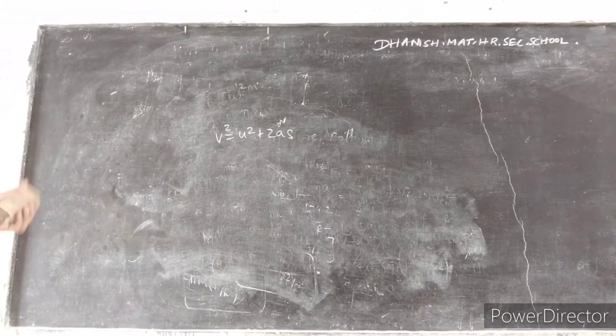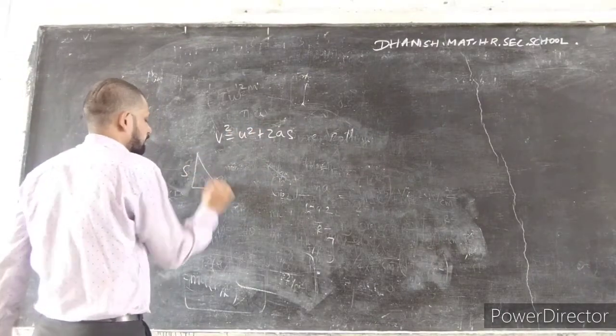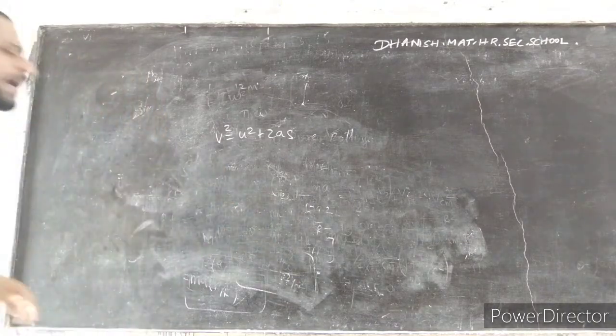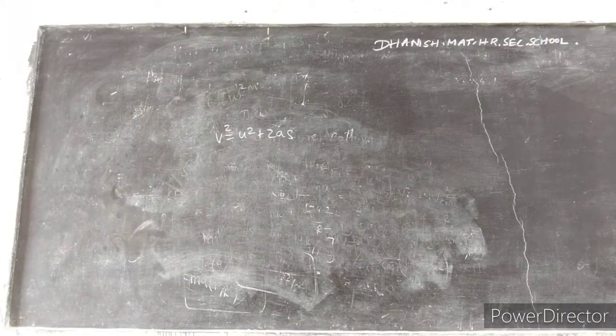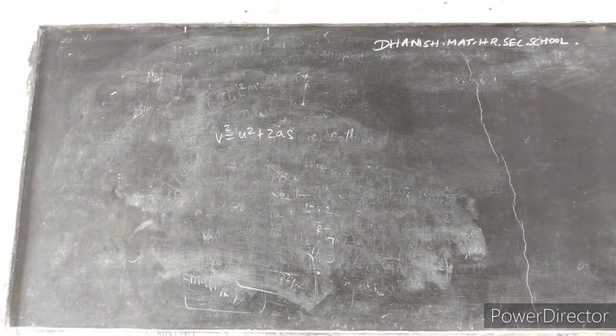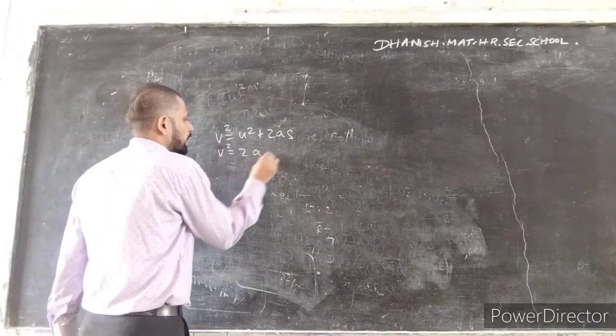Here, what is s? s is the displacement. How much displacement takes place? It is h, the height, divided by sin theta. So the displacement will be h by sin theta, and we can substitute here. In v squared, u squared will be equal to 0, because u is 0. So v squared equal to 2as.